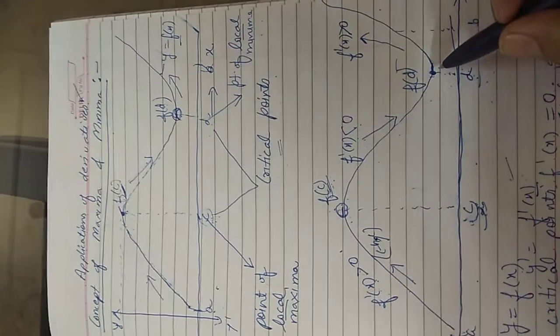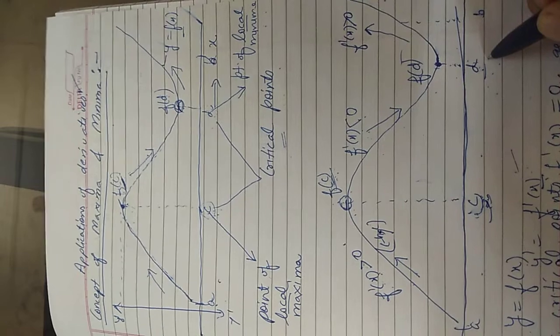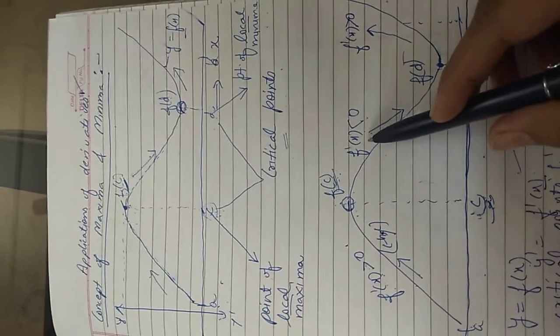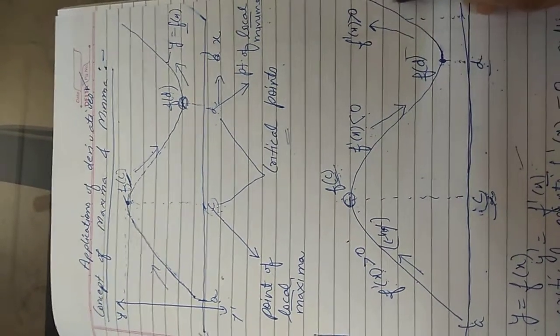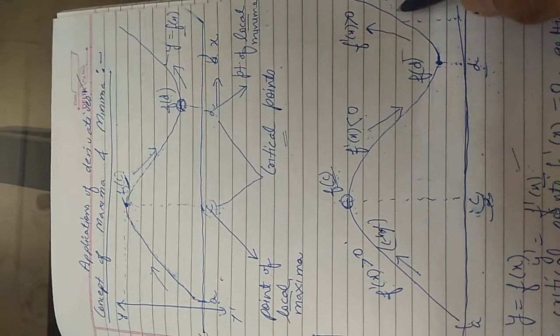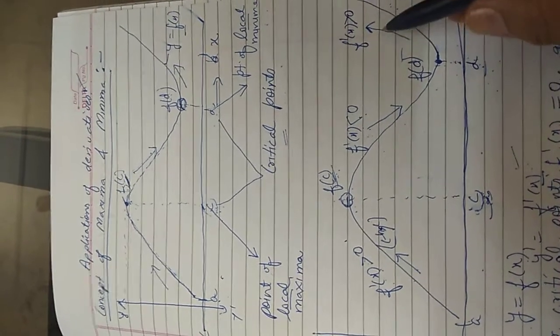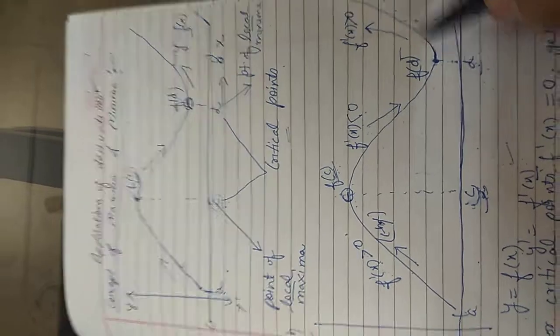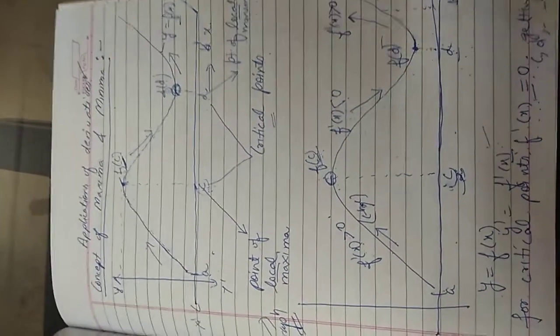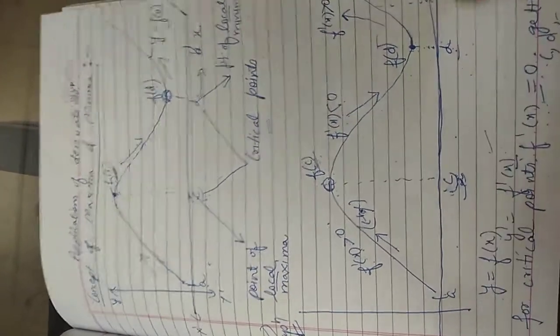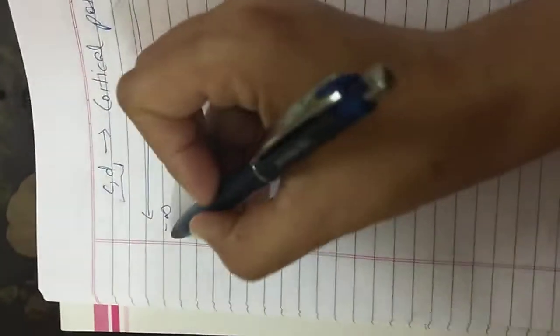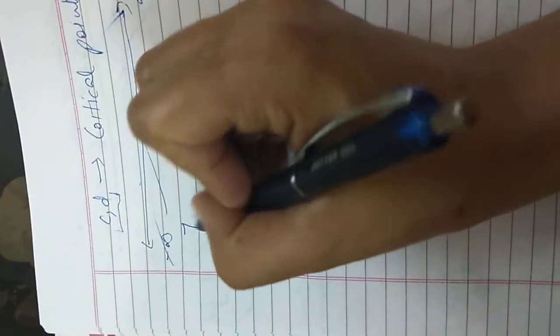Similarly, D will be called the point of local minima if before D the sign of the derivative is negative and after D the sign of the derivative is positive, then it will be considered as the point of local minima. This is the first derivative test. So you people have the results. If you want, we can write down here. We will say first derivative test.